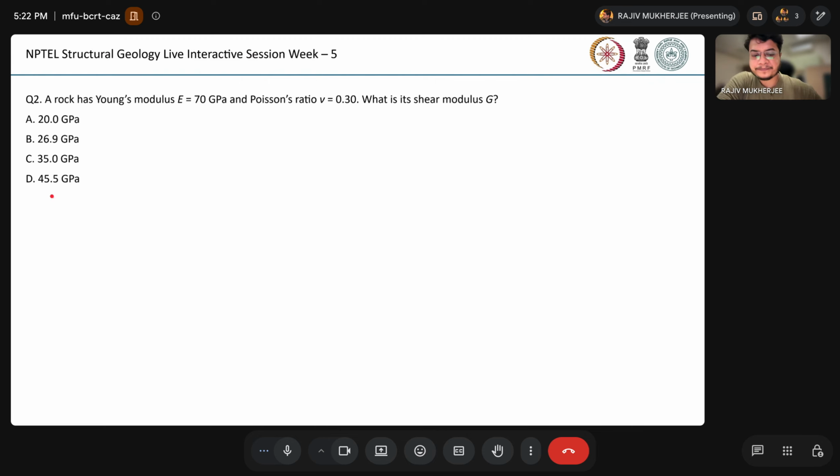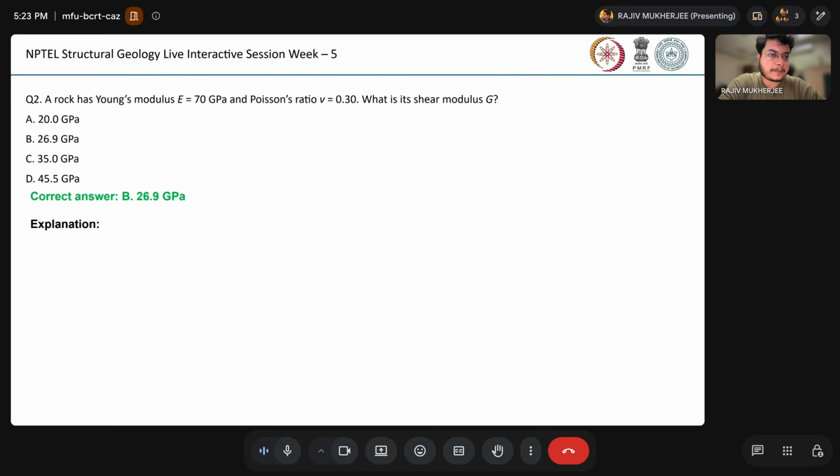Okay, so let us solve this question. The correct answer is option B, 26.9 GPa. The shear modulus is of course always less than the Young's modulus that you calculate. As you can see, the Young's modulus was 70 GPa, and from that we derive a shear modulus of 26.9 GPa.